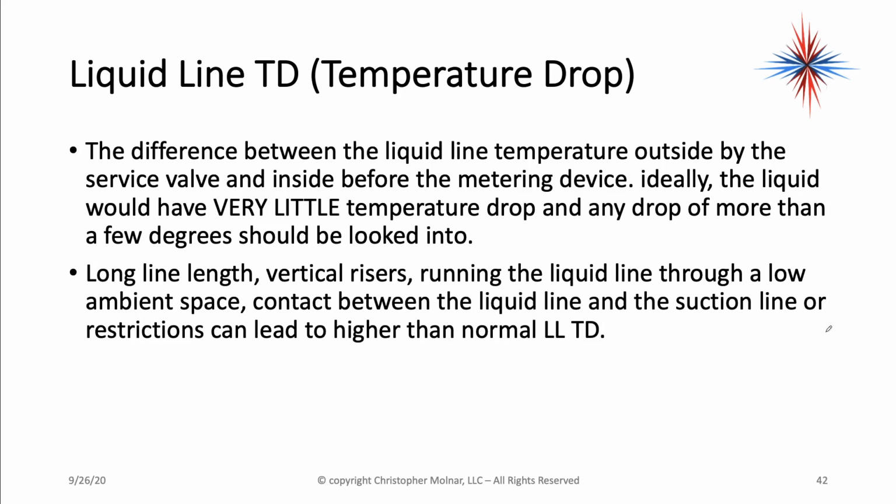Just like the suction line temperature difference, the liquid line has a temperature drop. It's the difference between the liquid line temperature outside by the service valve and inside before the metering device. Ideally, the liquid line would have very little temperature drop, and any drop of more than a few degrees should be looked into. Long line lengths, vertical risers, running the liquid line through a low ambient space, contact between the liquid line and suction line, or other restrictions can lead to higher than normal liquid line temperature differences.